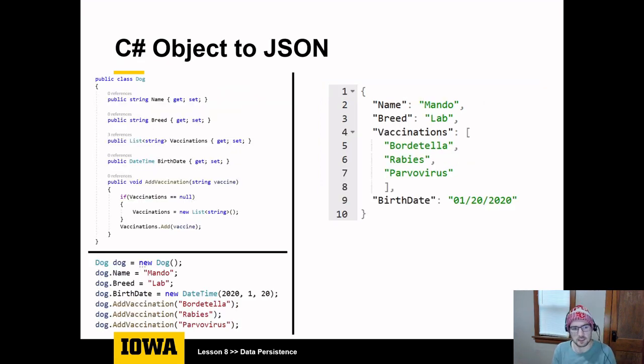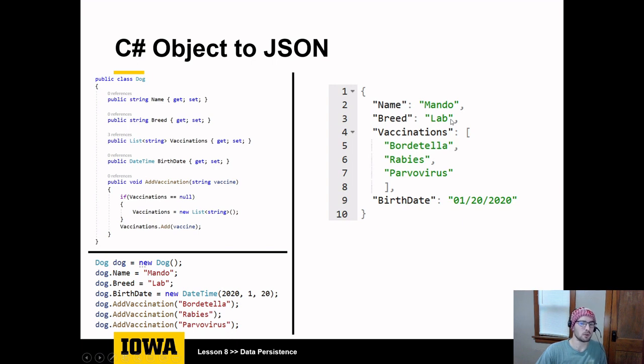Okay, so let's look at an example. So on the left side, we have a C# object, right? So we have our class that defines what information is part of a dog, but there is no dog object until we create a new dog, and we give it some data, right? So we give the dog a name, give the dog a breed, we give a dog a birth date, and we serialize this C# object, this dog object, to JSON. We serialize it to JSON, and this is what it'll look like. This is what we want it to look like.